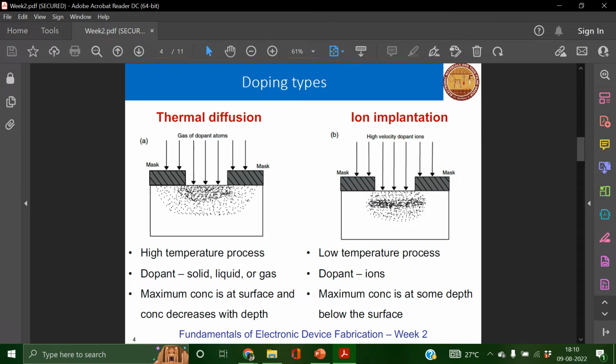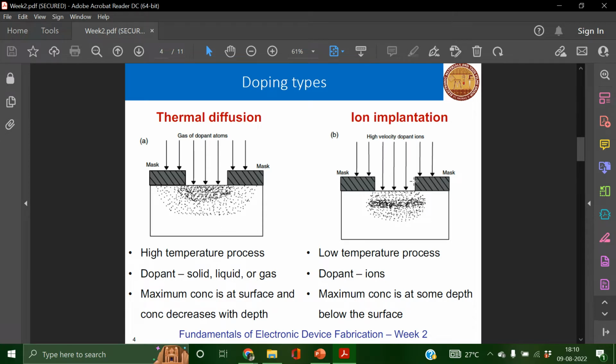And here we can see that the maximum concentration of the dopant will be on the surface. And thermal diffusion is characterized by two processes. First one is deposition, that is, dopants will be deposited onto the surface, and then we have driving. Under high temperature, these species will be driven into the thickness of the substrate.